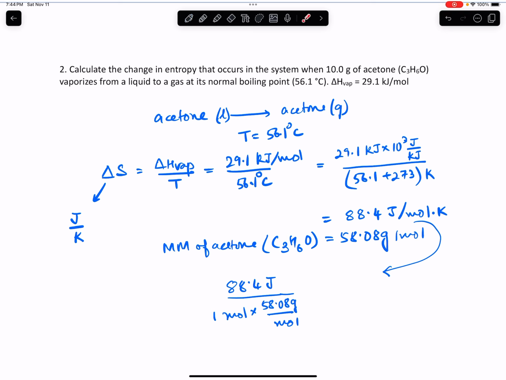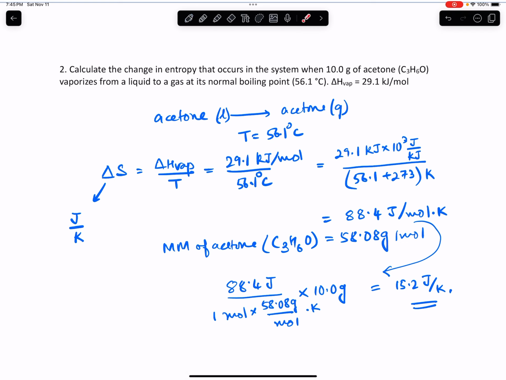If we simplify this entire thing, we get joules for every gram, but we need it for 10 grams because that's what the problem tells us. So we have to multiply the answer by 10.0 grams. I forgot to add the Kelvin here so that you still have a Kelvin unit at the bottom. If we simplify all of that, we get 15.2 joules per Kelvin. And there you have it.